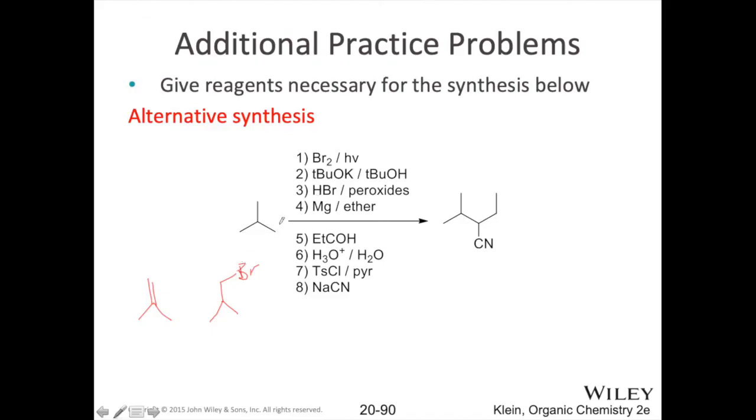Okay, but then you can convert that into a Grignard reagent. Now you've got an alkyl halide, you react that with magnesium and ether, you insert a magnesium here. Now that carbon is going to be nucleophilic, right? It's going to be a carbanion. So you have it attack a carbonyl with an ethyl group on it.